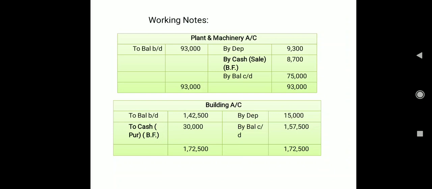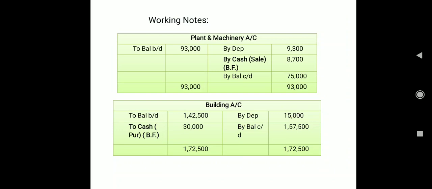As I told you, today we will work with some ledger accounts also, and we have to go for the working notes. So first I am going to show you the plant and machinery account. In the plant and machinery or asset account, the opening balance is definitely on the debit side. So to balance, brought down, that is 93,000. If you check the question, in 2012 the value of plant and machinery is 93,000.